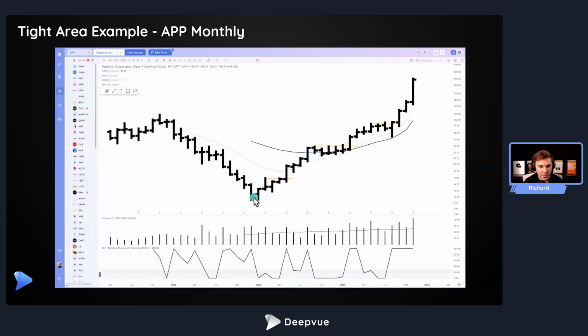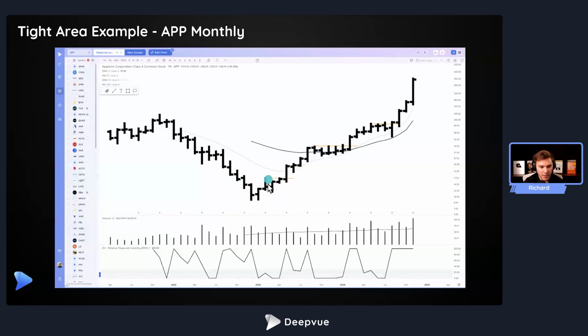So you have this decline here. You actually have a tight area that forms, tight closes here, RMV goes to zero, and we get expansion down from that contraction. Because one thing I do want to stress here today is this is in the context of a downtrend, and a tight area within a downtrend is typically going to resolve to the downside and lead to an expansion to the downside.